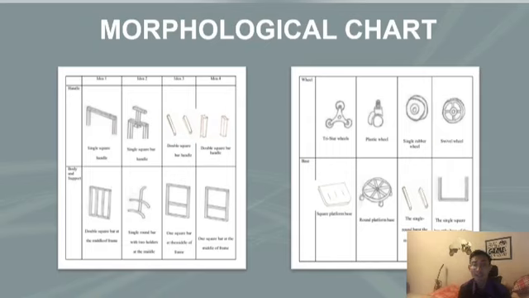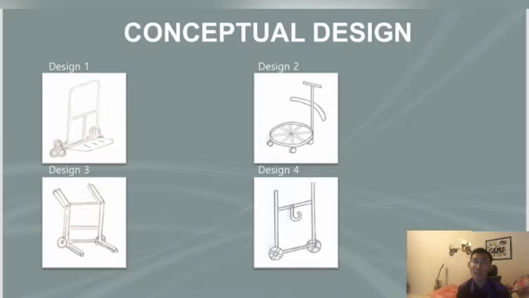For idea 3, we use a double square bar handle, 1 square bar at the middle of the frame, and for the wheel we use a single rubber wheel, while for the base we use a single round bar at the middle of the base. For idea 4, for the handle we use a double square bar handle, and for the body and the support we use 1 square bar at the middle of the frame. For the wheel we use a swivel wheel, and for the base we use a single square bar at the base of the frame. This is the conceptual design from the morphological chart.